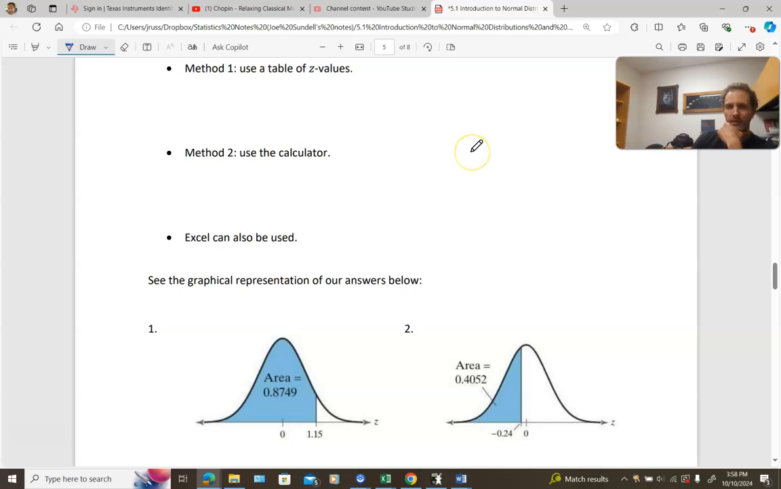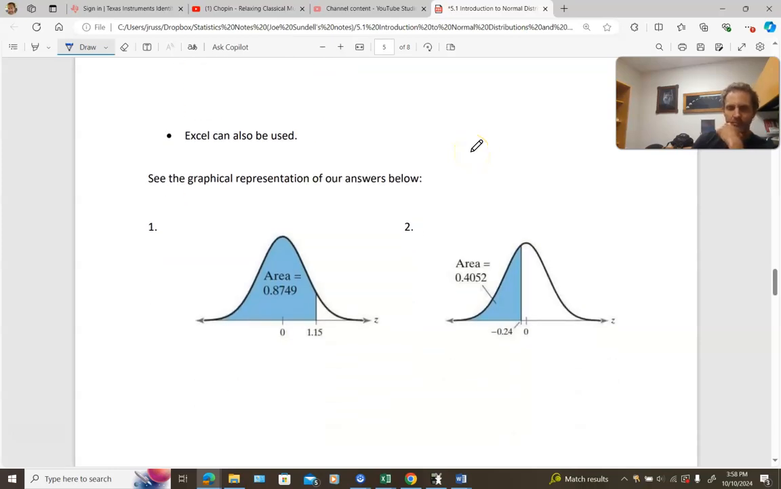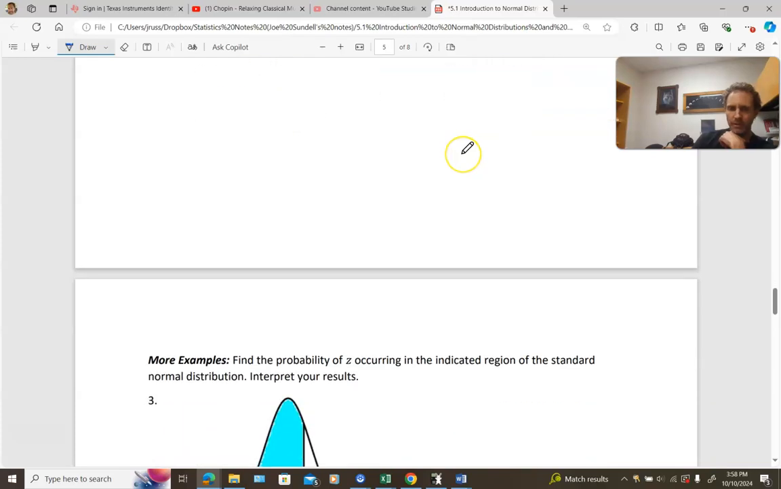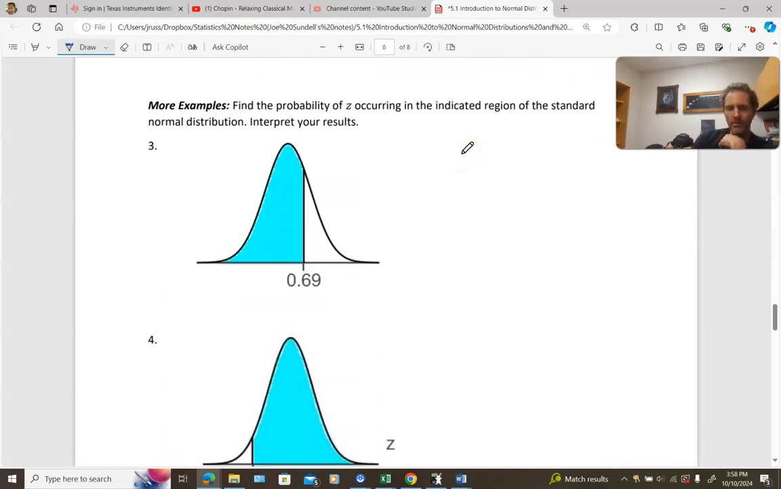The corresponding area, but I'm not going to fool with that at the moment. Okay, so let's look at some other examples here.